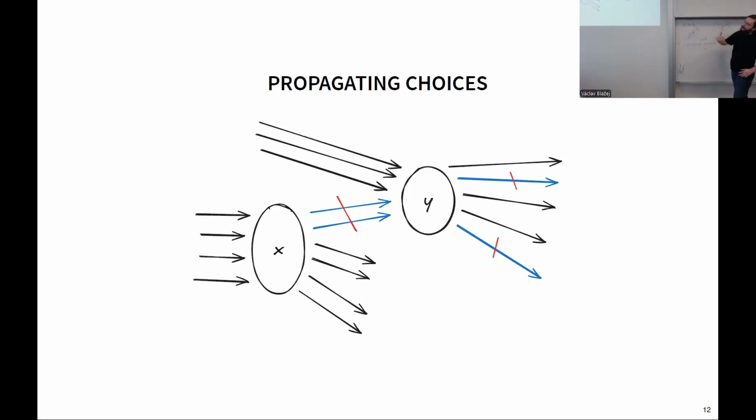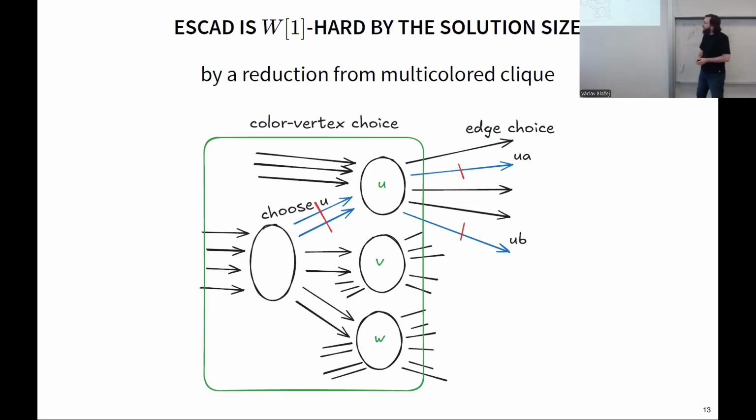Now you can propagate that choice. Let's say you chose Y, and in Y, this choice removed some incoming edges. If it were balanced before, now it became unbalanced. So you must now choose some outgoing edges to cut again, so that it is balanced in the result. What this basically boils down to is that one group of these choices will be a color class.